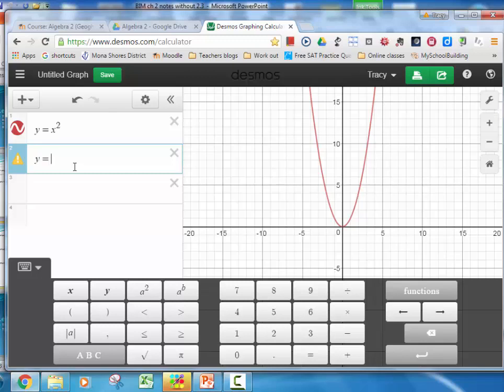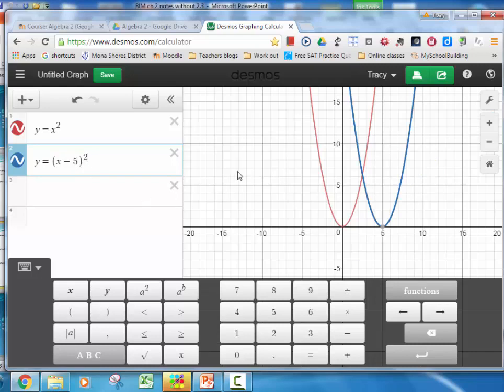So if I now make parentheses here, look what happens. My original parent function, which is in red, is now over to the right. Although if you look at the equation over here, it says x minus 5. Makes sense that it should go left 5. However, it doesn't. It goes to the right 5.